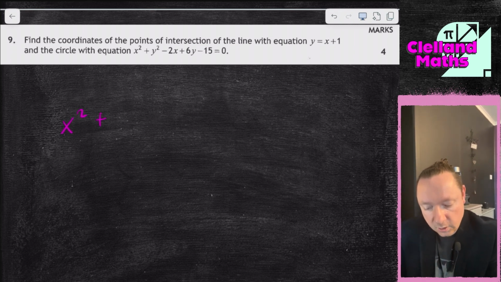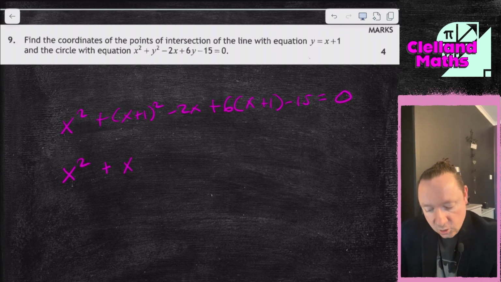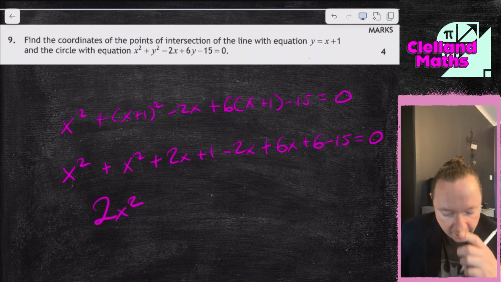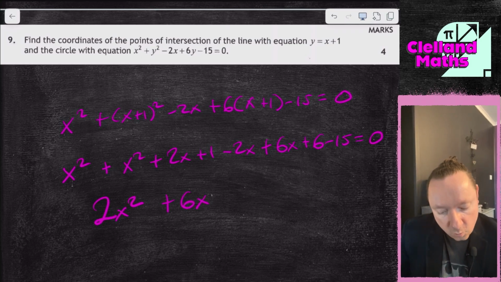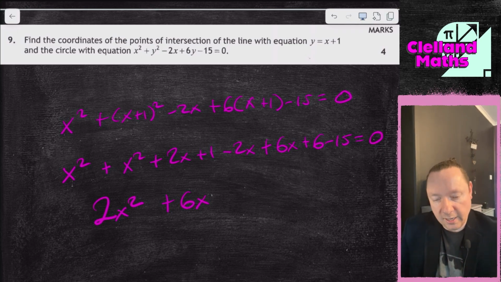So we've got x squared plus (x plus 1) all squared minus 2x plus 6 times (x plus 1) minus 15 equals 0. That gives me x squared plus, square out that bracket, x squared plus 2x plus 1, you can use double brackets for that, minus 2x plus 6x plus 6 minus 15 equals 0. So how many x squares have I got? I've got 2 of them. For x's, I've got 2 minus 2 is 0 plus 6. And for numbers, I've got 1 plus 6 is 7 minus 15, which is minus 8.